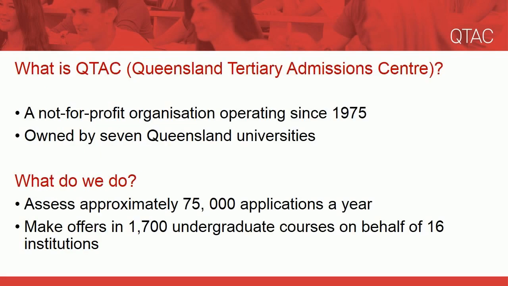So, let's begin. QTAC stands for the Queensland Tertiary Admissions Centre. We have been operating since 1975 and are owned by the 7 Queensland public universities. We are the primary avenue to apply to study at universities and TAFE in Queensland. Nowadays, we assess about 75,000 applications a year, from Queensland students, interstate students, international students, and mature-age students wanting to return to study. We make offers in 1,700 undergraduate courses for 16 partner institutions. We are a well-established, experienced and efficient organisation, one of 5 tertiary admissions centres in Australia.